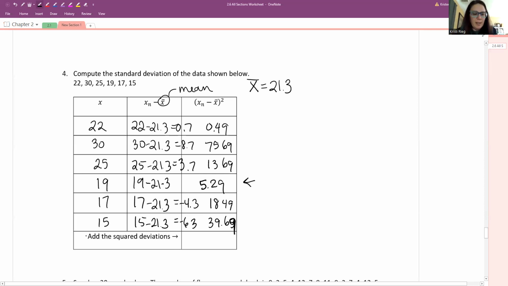So then it says add the square deviation. So I'm going to add this whole column and I'm going to put my answer right here. So I'm just going to type these all in. It's going to take a minute. 0.49, 75.69, 13.69, 5.29. I'm adding this up. 18.49, and last but not least 39.69, and I get 153.34. That's terrible.